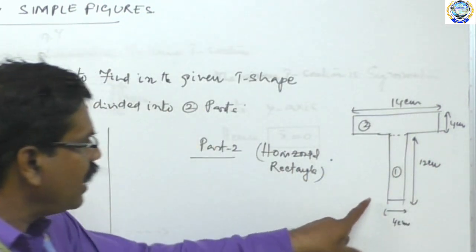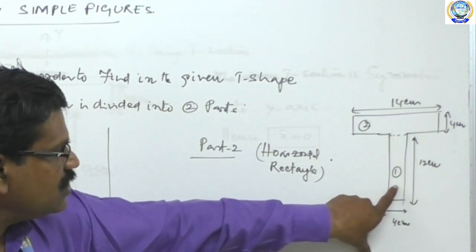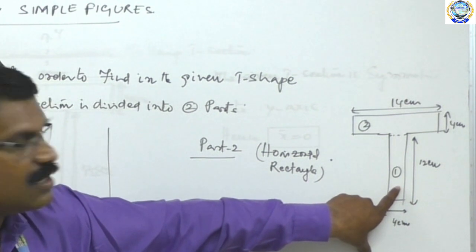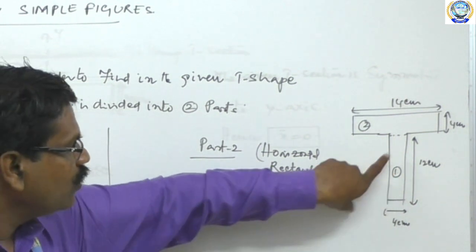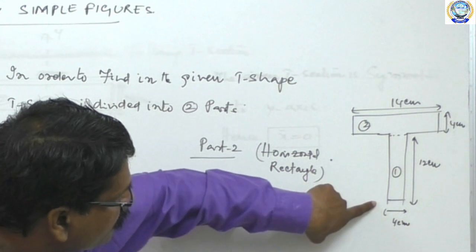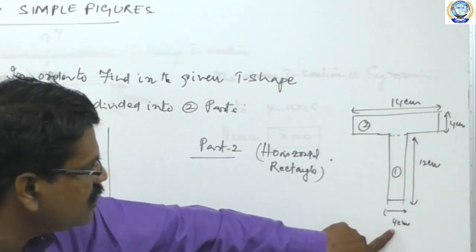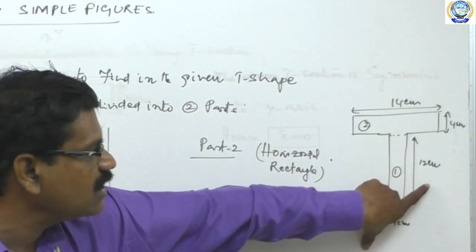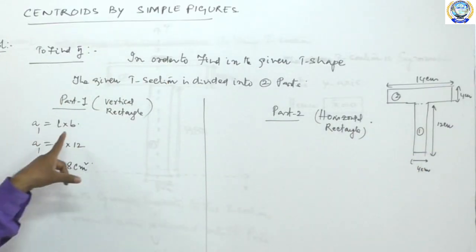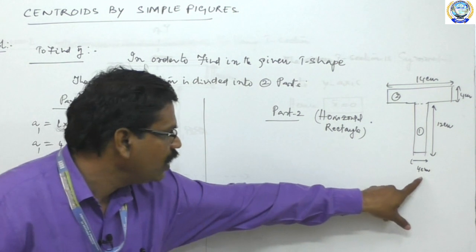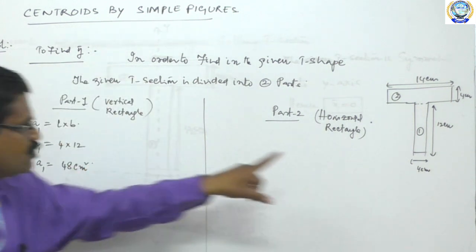So if you look at this diagram, the first part is this one. As I told you, it is called vertical rectangle. So from here to here, as it is the vertical rectangle, this 4 is considered as length and 12 is considered as breadth. Therefore, I could substitute in place of L is equal to 4 and in place of B, I could substitute 12.